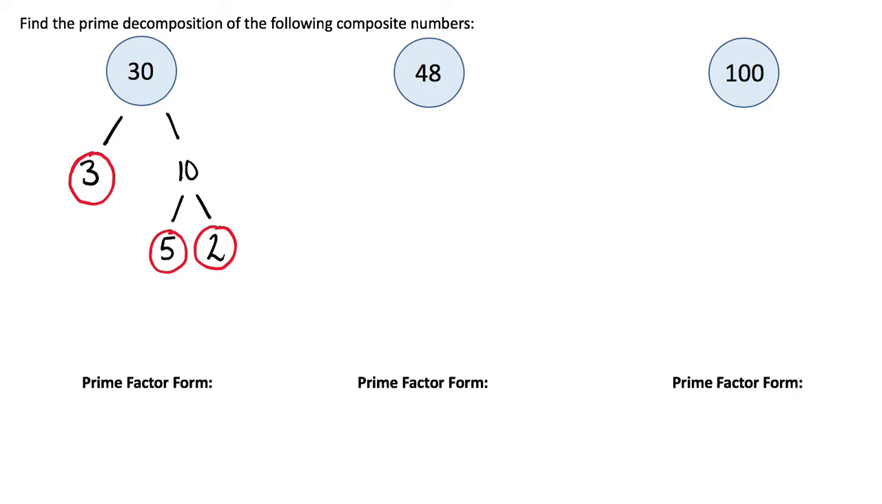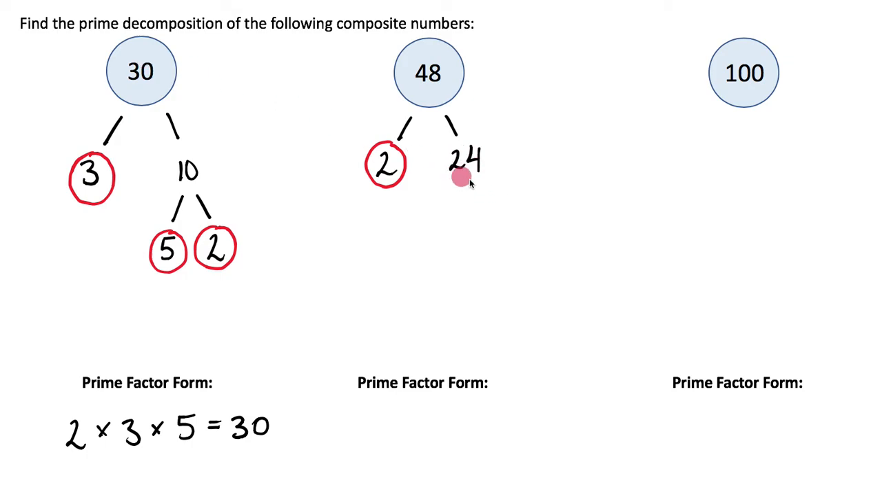So that means that my prime factor form is going to be 2 times 3 times 5, which should equal 30. And we can double check this. 2 times 3 is 6, and 6 fives are 30. So that checks out. Let's now go on to 48. 48 can be broken down into 2 and 24, because 2 times 24 is 48. 2 is a prime number, so I can circle it.